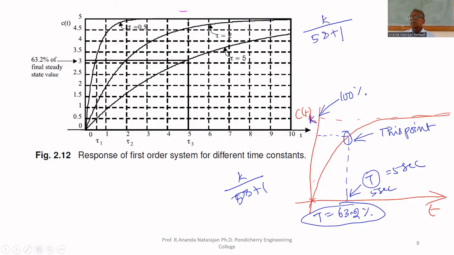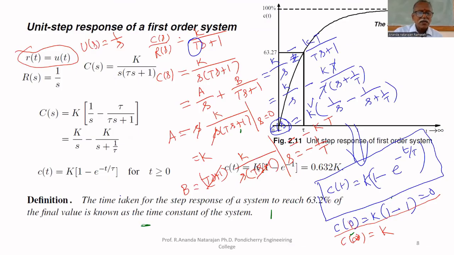So for different systems, the time constant will be different. What is the definition for time constant? The time taken for the step response of a system to reach 63.2% of the final value is known as the time constant of the system.